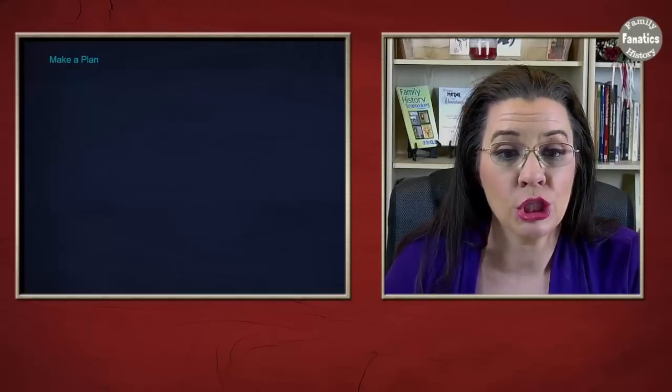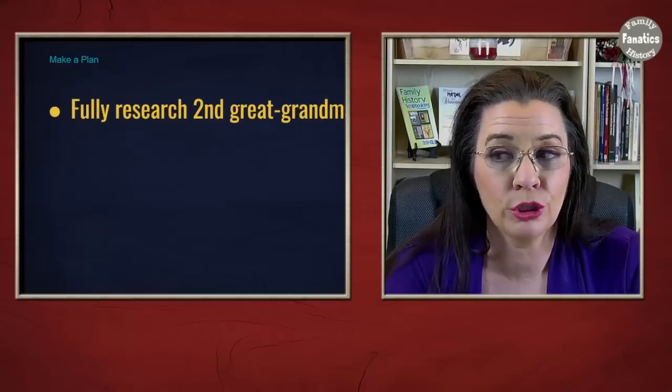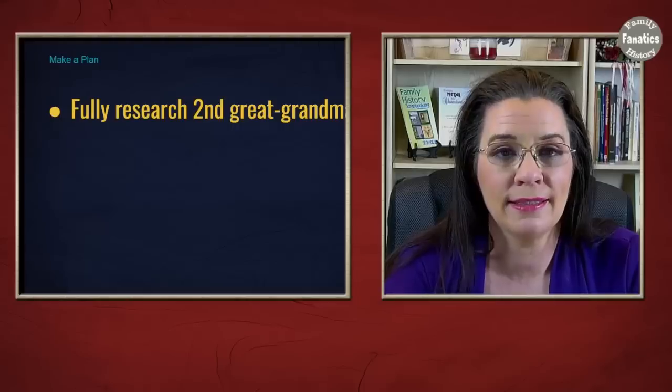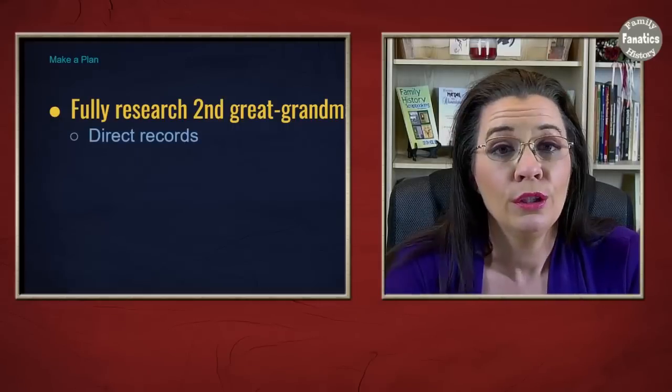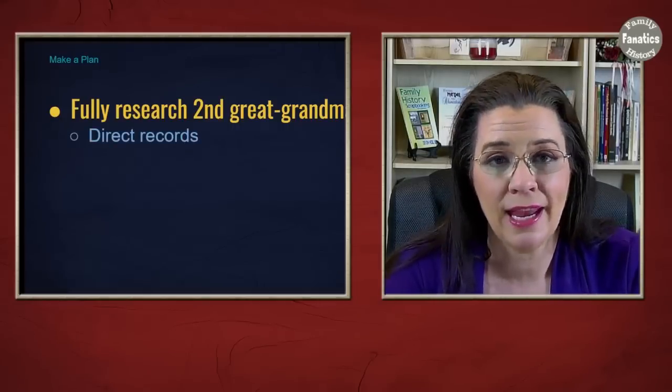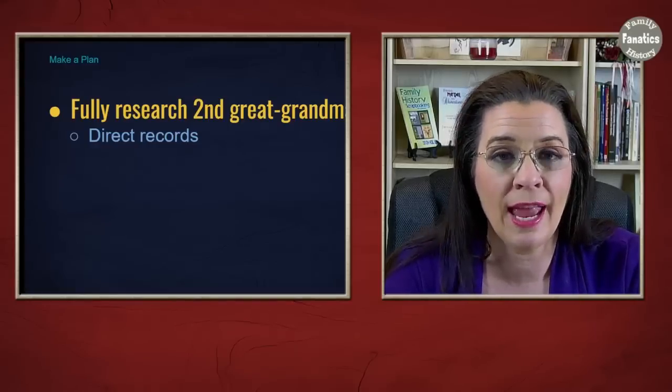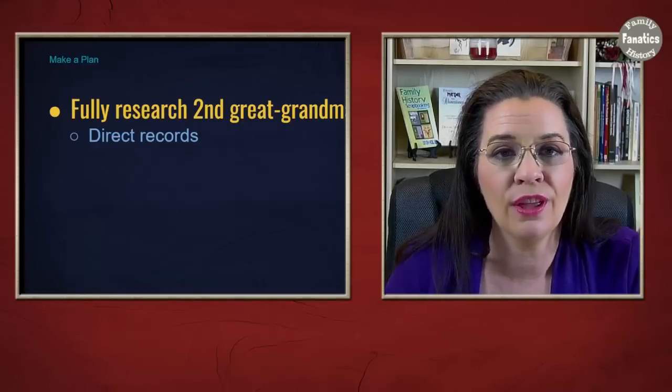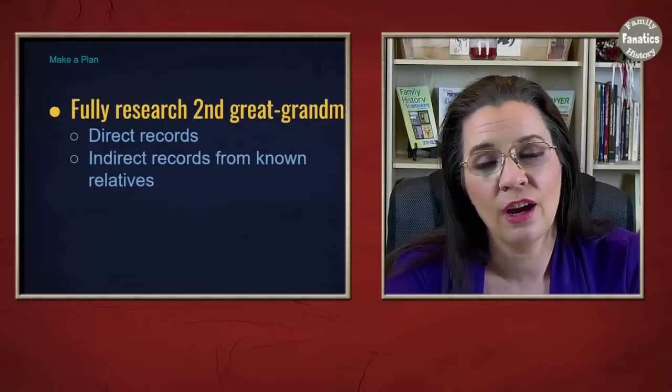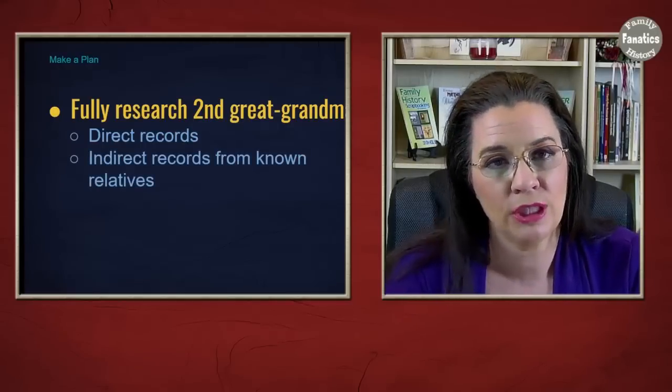So once you have tallied up all of your potential challenges with answering all of those questions from the previous step, then develop your research plan to help guide your research. So part of that plan should include all the steps necessary for you to fully research that second great grandmother, just like we talked about before. You need to look at records that directly state who she is, who her relatives are, and any biographical facts about her. The next set of information you're going to look at are records that indirectly talk about her.